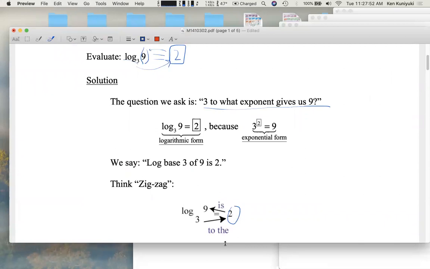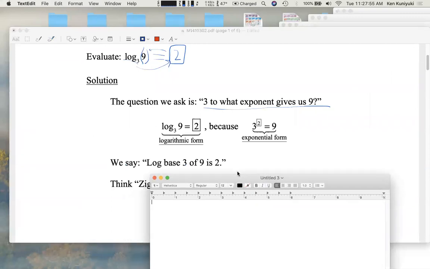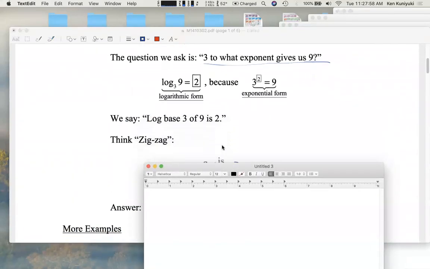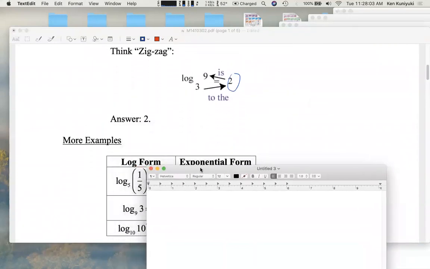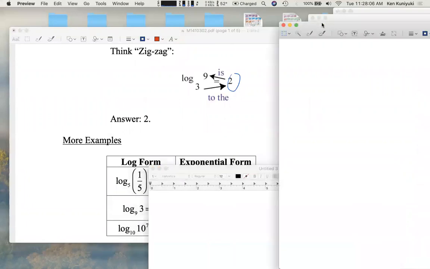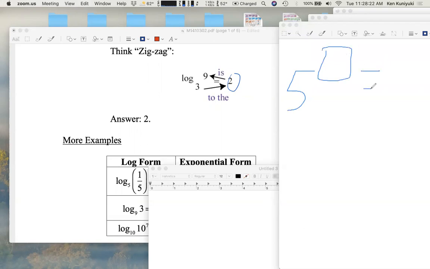Okay, let's do some more examples. We're going to think zigzag. Okay, got to be careful here. Log base 5 of 1/5 is what? So we can imagine a box over here. All right, 5 to what exponent is 1/5? Well, 5 to the negative 1 is 1/5.